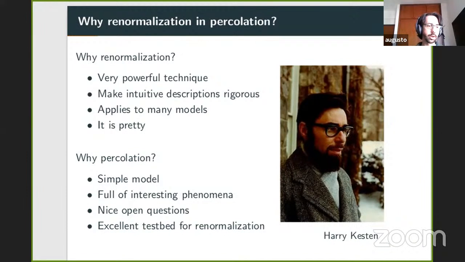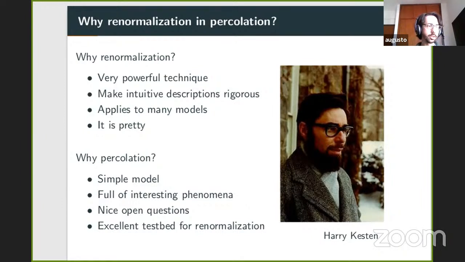And that's why I think Vladas Sidoravicius really loved this technique. He was a very intuitive mathematician. He would always come with stories behind proofs, and he would use renormalization often to turn them into rigorous proofs. And it's not only applied to percolation, like we're going to walk through in this course, but to many other models. I just chose percolation because it's a nice, simple setup. And it's a pretty technique. So this should be enough for a course, that something is pretty, but pretty is also very subjective. As I said, some people find it terrible, ugly. So it's good that it's powerful besides being pretty, because then it's a more objective reason to study.